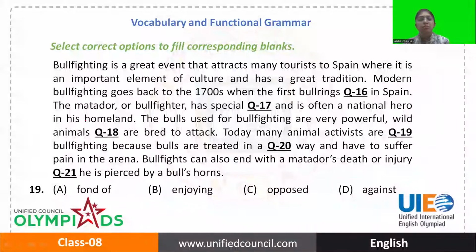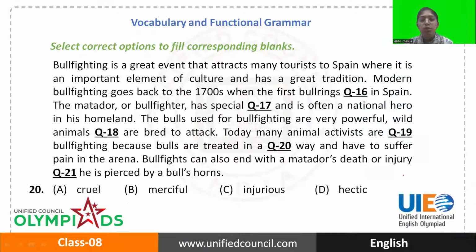Today, many animal activists are against bullfighting, because further we are talking about its negative aspect, right? So today many animal activists are against bullfighting because bulls are treated in a cruel way. Okay, because bulls are treated in a cruel way.